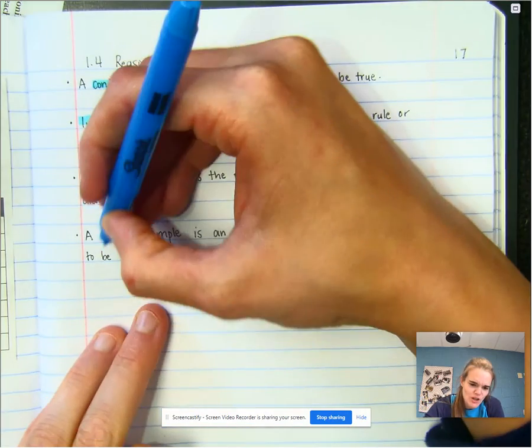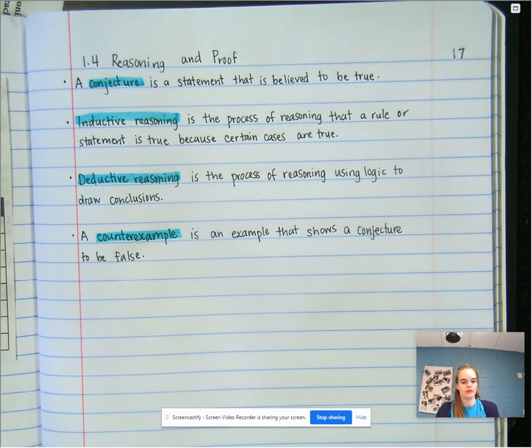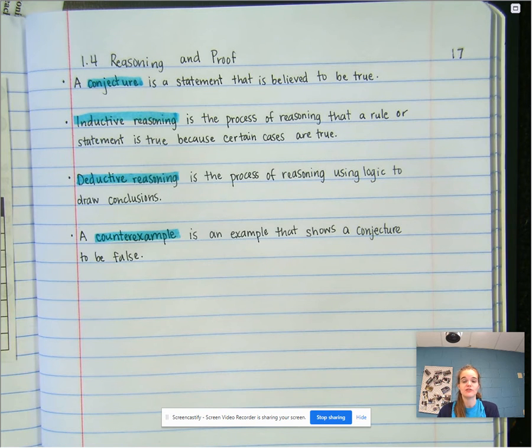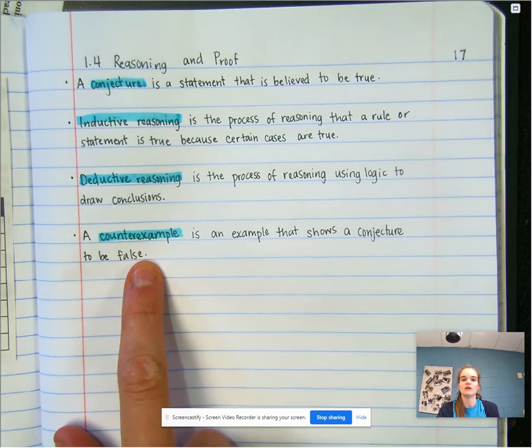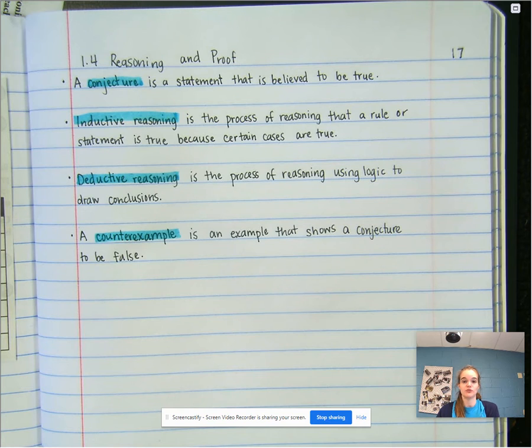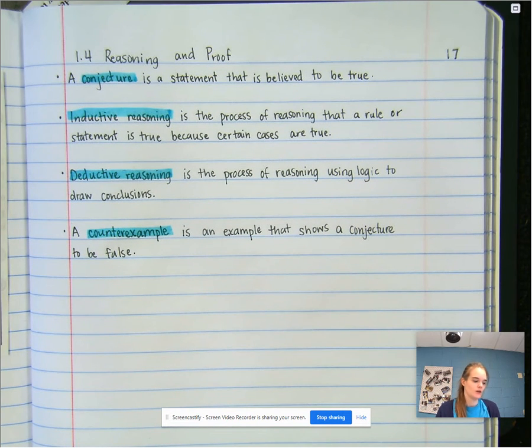By the way, you only have to have one counterexample for the whole thing to be wrong. For instance, I said my conjecture is every single student in my 6th period loves math. If there is one of you in my 6th period that does not like math, that's a counterexample, and then my statement is wrong. Okay? So that's what a counterexample is. If just one of you in 6th period doesn't like math, then my whole conjecture is wrong. That one person would be my counterexample. Okay? All right, we're going to do a couple of examples of some of these things.